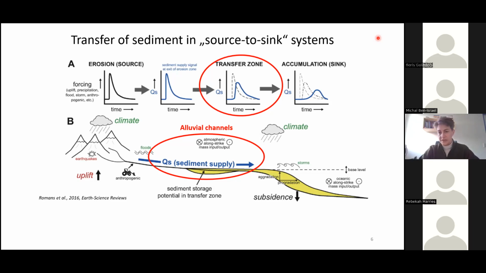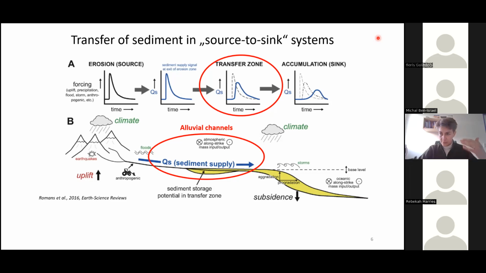So the question is, can we go to things like sedimentary archives, either in the long-term depositional sink or even along the alluvial channels, and reconstruct what happened in the source area over time? In order to do that, what we need is a very precise understanding of how these sediment discharge signals will have been modified as they move downstream.